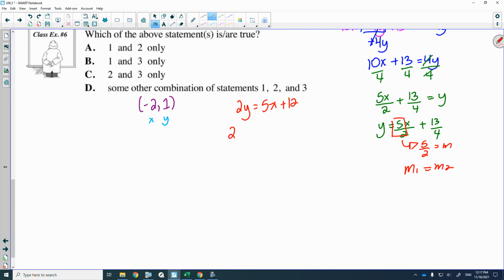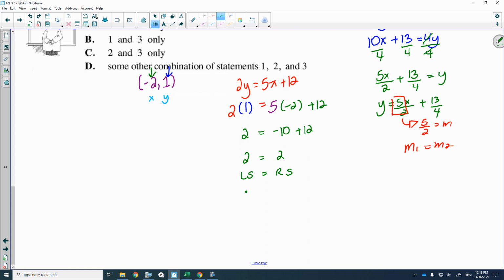2 times y, and y was 1, is equal to 5 times x, and x was negative 2, plus 12. So I just substitute in the numbers. 2 times 1 is 2. Now I have to see, does the right side equal 2? 5 times negative 2 is negative 10, plus 12. Negative 10 plus 12 is 2. Left side is equal to right side.